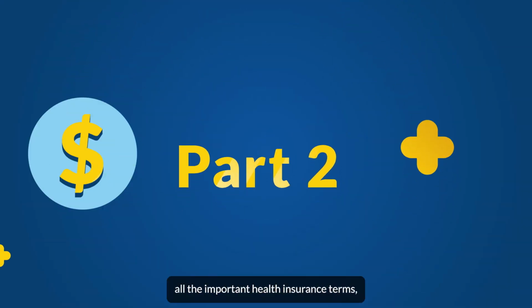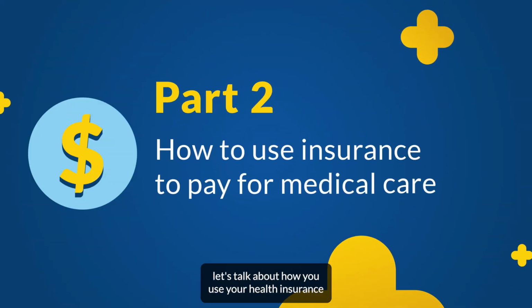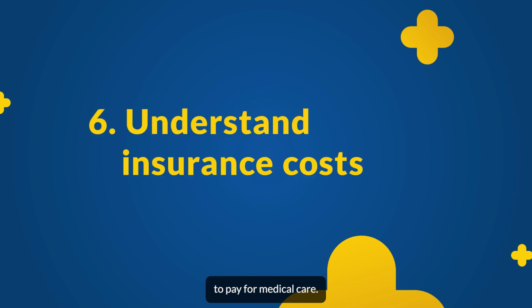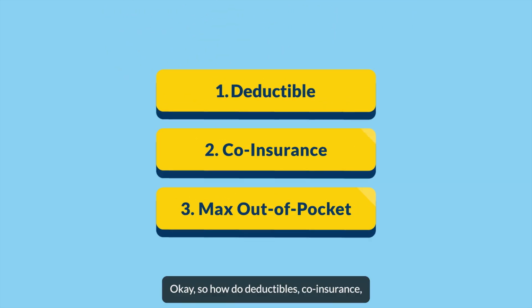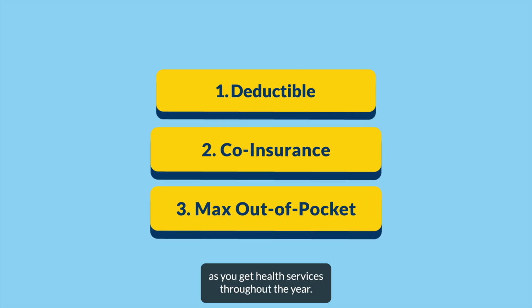Now that we've covered all the important health insurance terms, let's talk about how you use your health insurance to pay for medical care. Understanding insurance costs. Okay, so how do deductibles, coinsurance, and maximum out-of-pocket fit together? They are payment phases you'll go through as you get health services throughout the year.